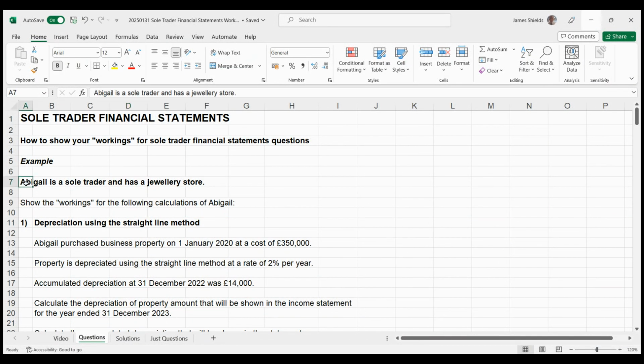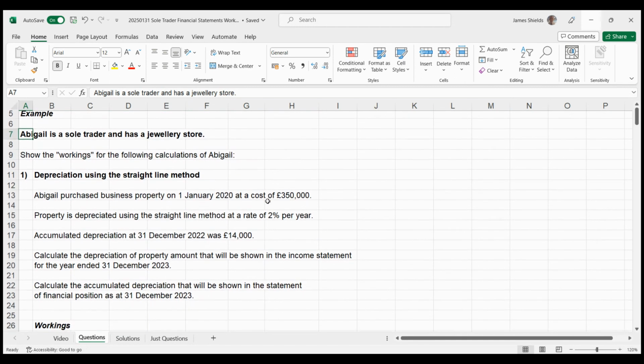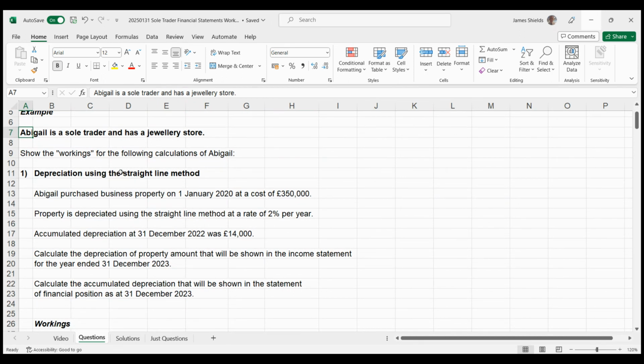So we've got Abigail, who's a sole trader and has a jewellery store. It says show the workings for the following calculations of Abigail. First one, depreciation using the straight line method. So this is what we're told.